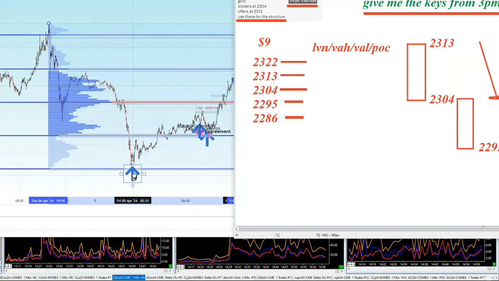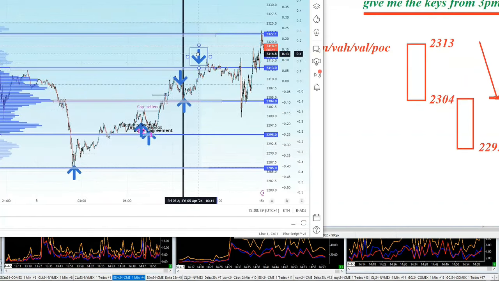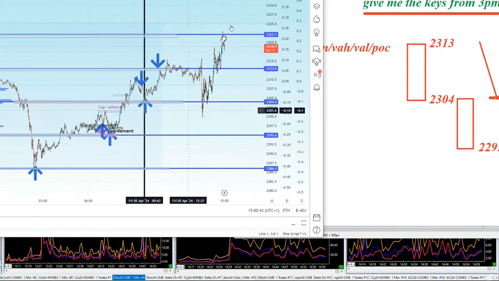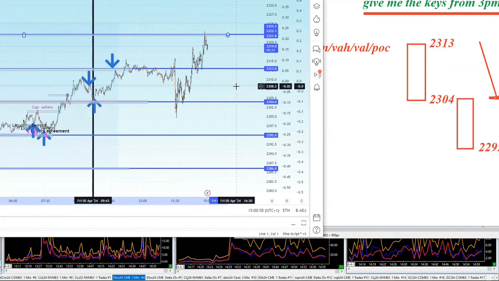So when I see an opportunity to buy off that price level and then buy off this price level and then sell off this price level here and then buy maybe off this price level, and do you see where the sales just came in? See it? You see where the sale just came in?